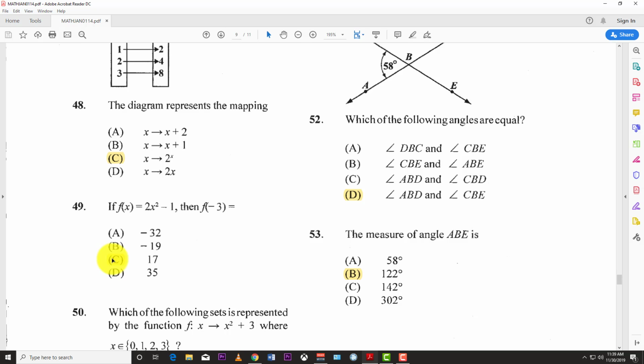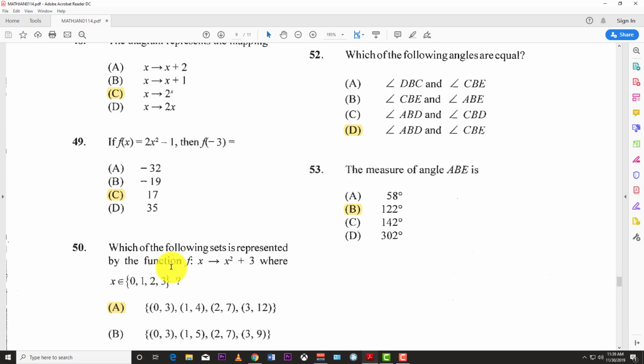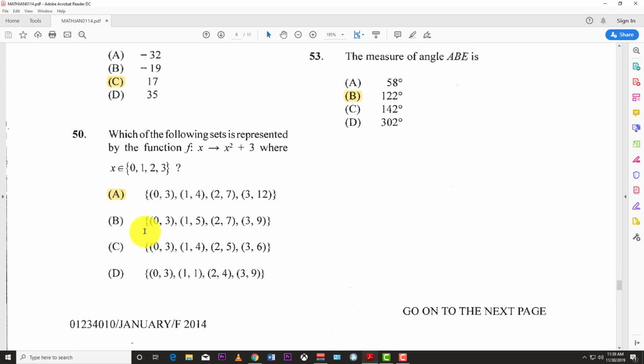f(x) equals 2x squared minus y, then f of minus 3 equals, and the answer here is C, 17. So the function equals C, 17. Number 50.